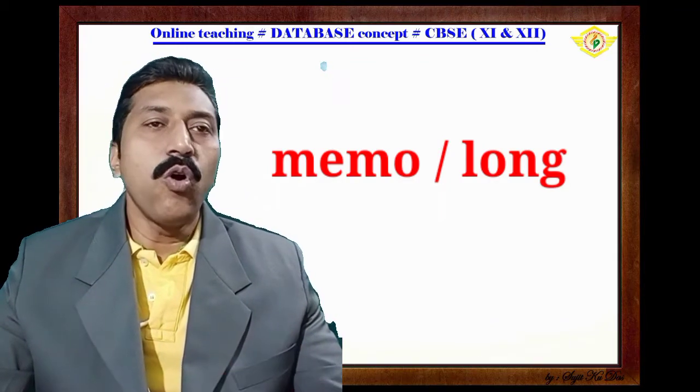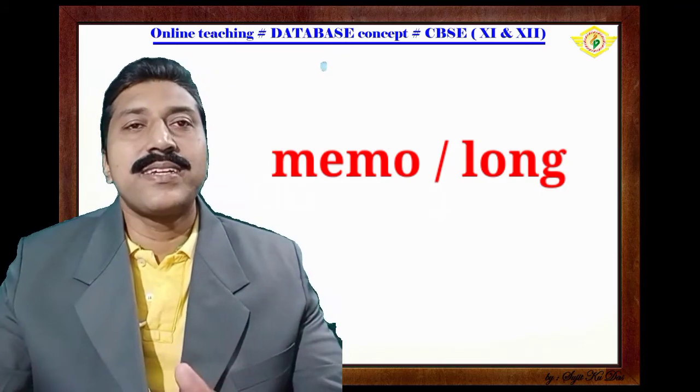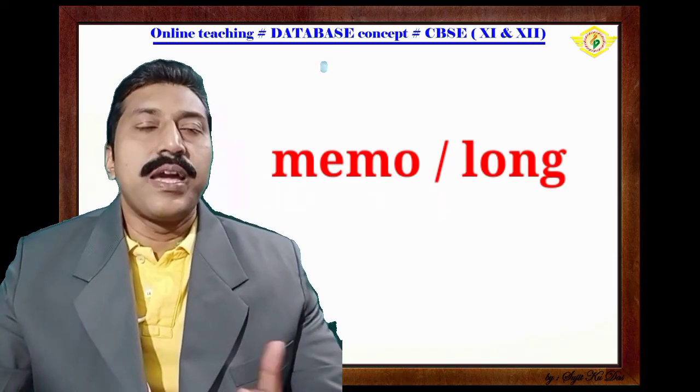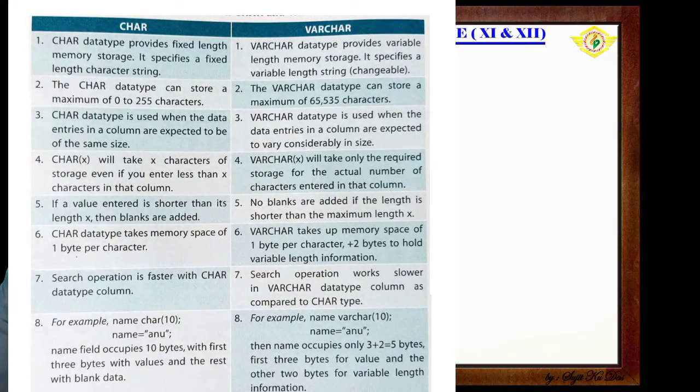If you want to see some difference between character and varchar, I am just telling a few points. Character data types provide fixed length memory storage. It specifies a fixed length character string. But the varchar data type provides variable length memory storage. It specifies a variable length string that is changeable.